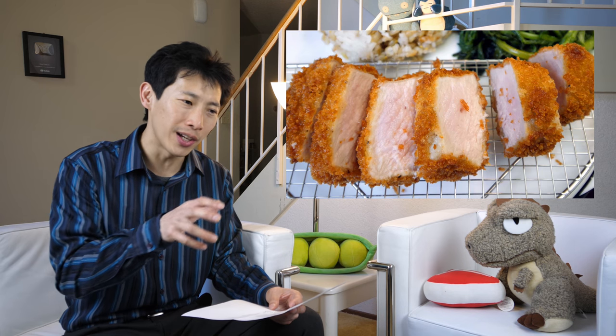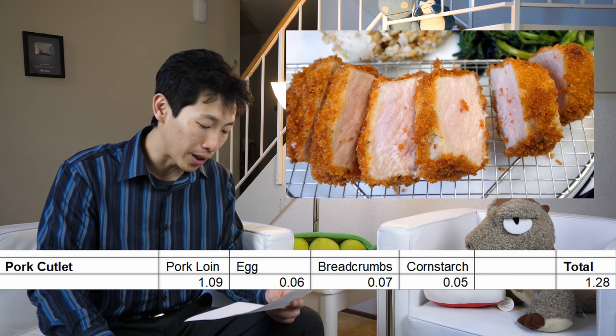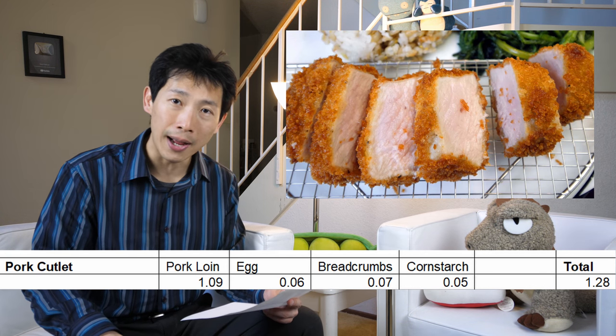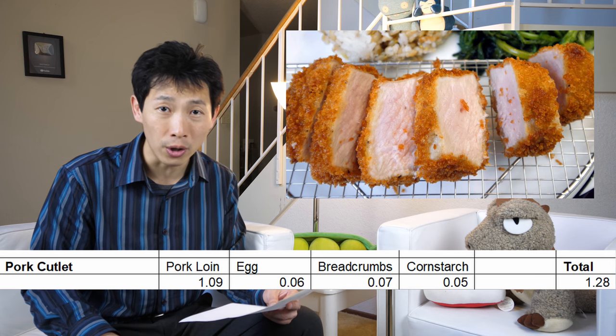Of course, you can just cook the rest of the egg and eat that, but I found that cooking part of an egg, it's just not very tasty. So I'd rather just save it and then make more pork chop instead. And then you have the breadcrumbs, 7 cents, cornstarch, I counted that at about 5 cents. The total is about $1.28 there.